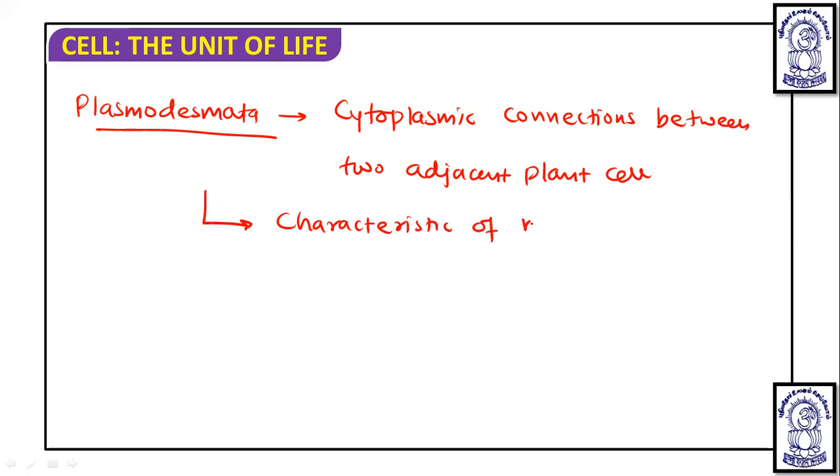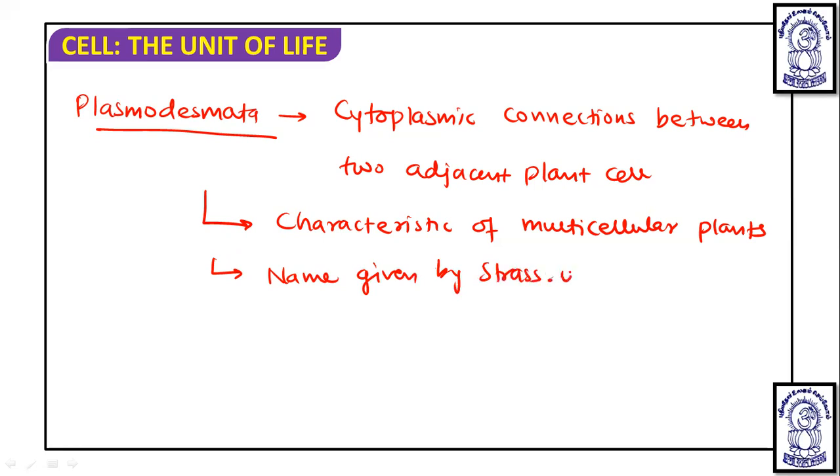And this plasmodesmata is a characteristic of multicellular plants. So it is a cytoplasmic connection between the two adjacent cells, and it is a characteristic of multicellular plants, name given by Strasburger.